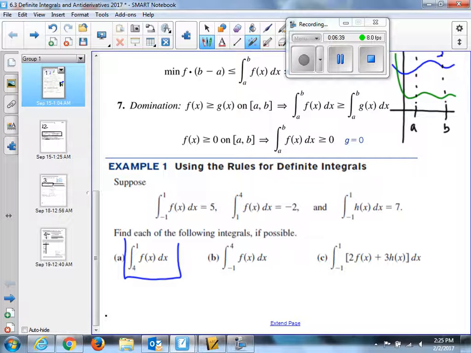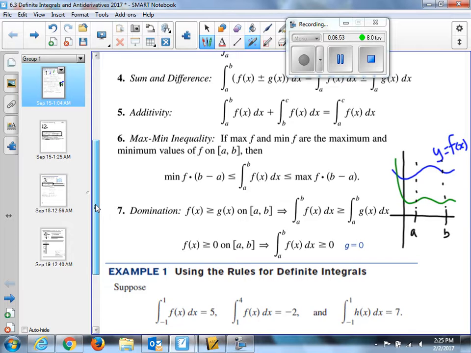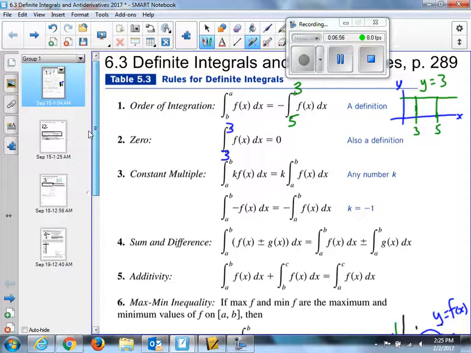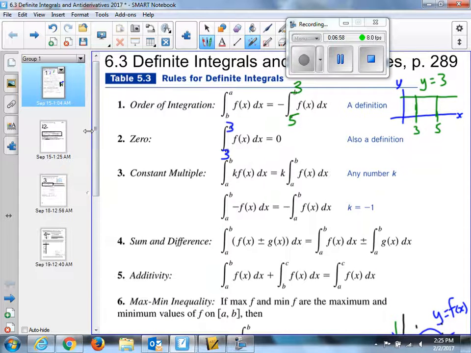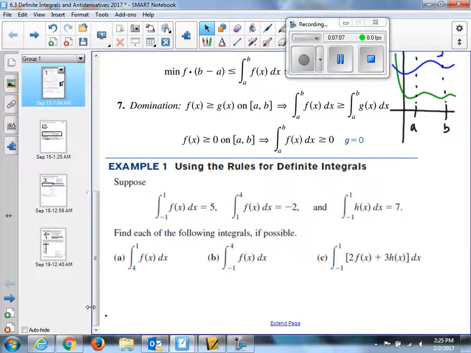I look at this, and then I look at this. How are they different? Yeah, they're reversed. Oh, no, it's actually the order of integration, the first rule. One's b to a, one's a to b. So if I integrate from 1 to 4 and I get -2, it should make sense that when I switch this, 4 to 1, I should get opposite sign, +2.